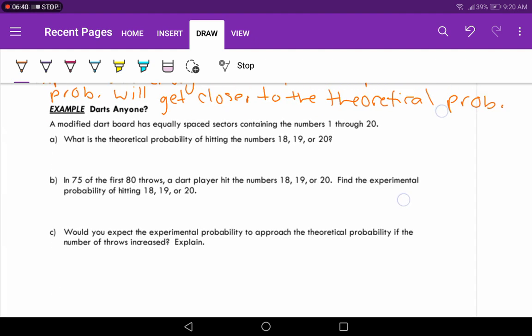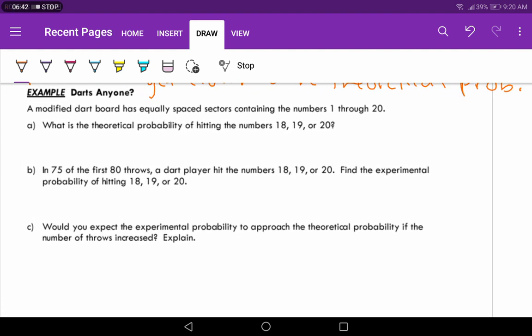Okay, so moving on to our next example. A modified dartboard has equally spaced sectors containing the numbers 1 through 20. What is the theoretical probability of hitting the numbers 18, 19, or 20? So the probability of hitting 18, 19, or 20.